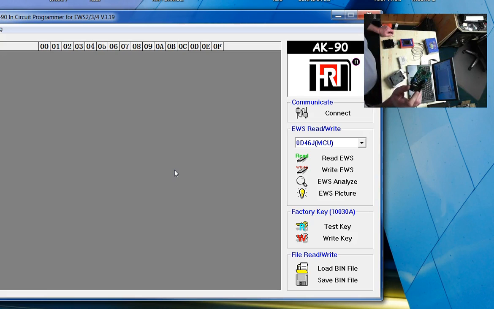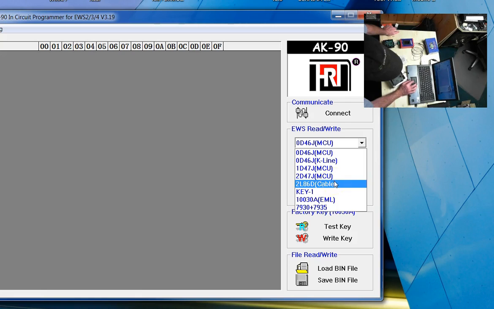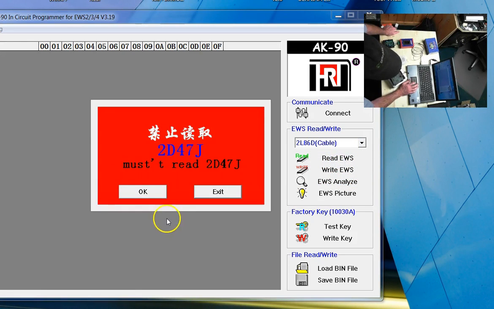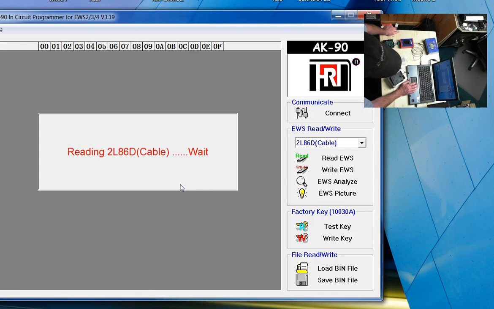This is our EWS number 4. I do like the Chinese adapter for the fact that you put the board on there, spin the locks, and it's pretty well done. There's no goofing around. We'll pick our chip, which is the 2L86D, and then we will read the EWS. And sometimes it'll take a second to get going. It seems that on both of these adapters, sometimes you have to move the board around to make contact with the pins.